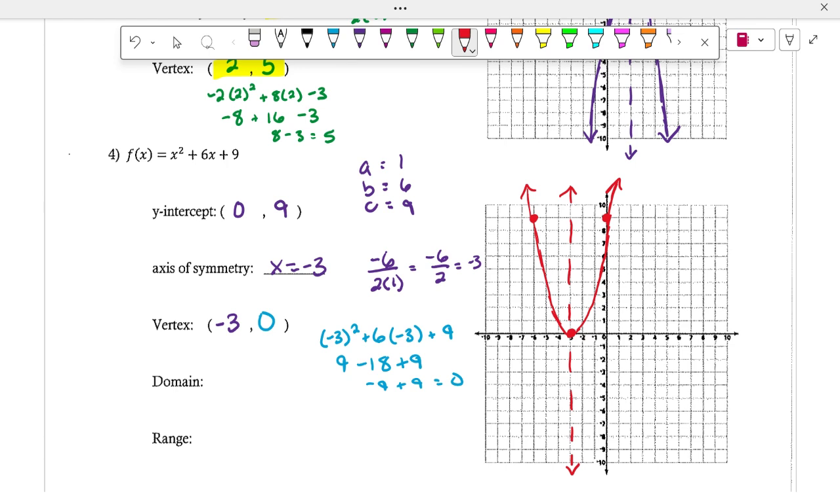Now that we've graphed the function, what's the domain? All real numbers. So -infinity to +infinity. Now, remember, that's true for any quadratic function. So if I ever ask you the domain of a quadratic, that should be the easiest question you're ever asked, because it's always going to be all real numbers.